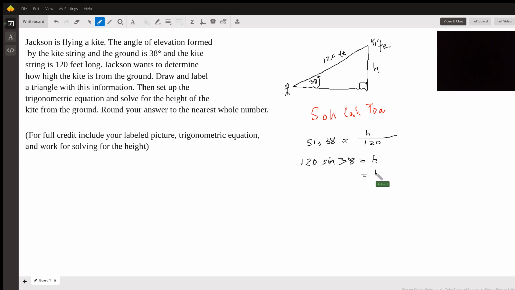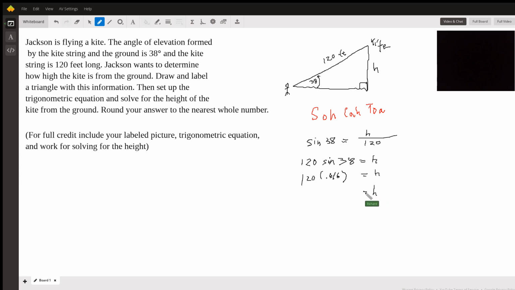And we have to look up the sine of 38 on our calculator. If you don't have a calculator, they sometimes have books. In the back of a math book, you might have a table of sine and cosine. But I'm just going to use my calculator and look up the sine of 38. And I get 0.616 roughly.